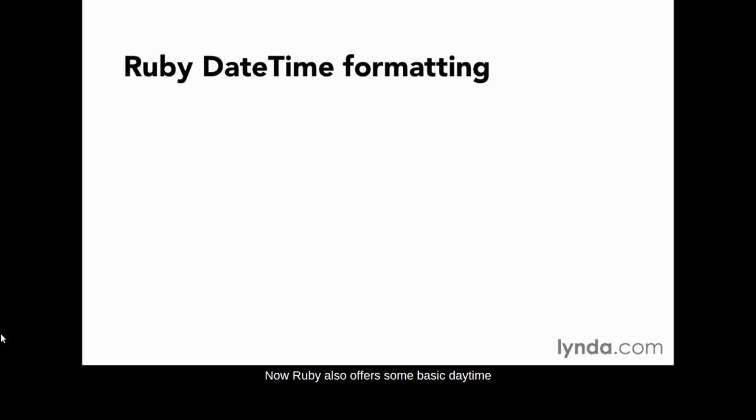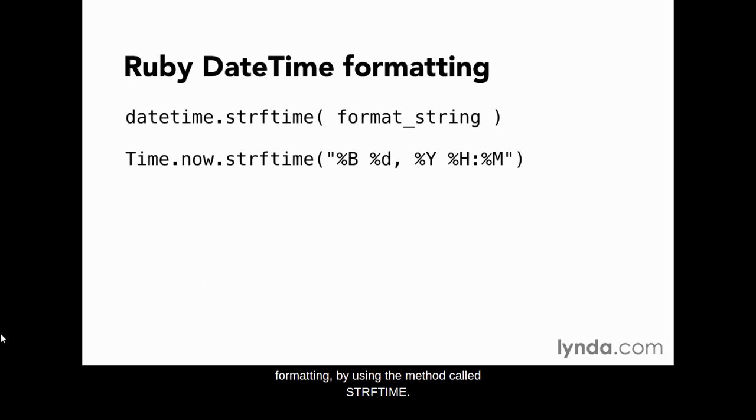Now, Ruby also offers some basic date time formatting by using the method called strftime. You can either pronounce that string from time, string for time, or string formatted time. But what you pass in as an argument to it is going to be a format string. So in my example, you see I've got a format string there with percent signs as placeholders for the month, the day, the year, the hour, and the minute.